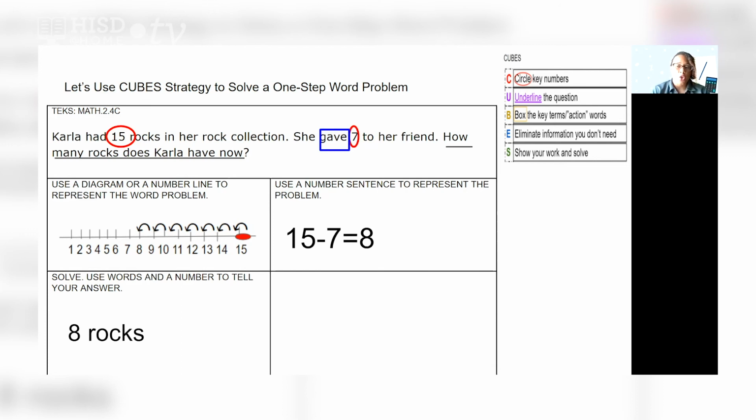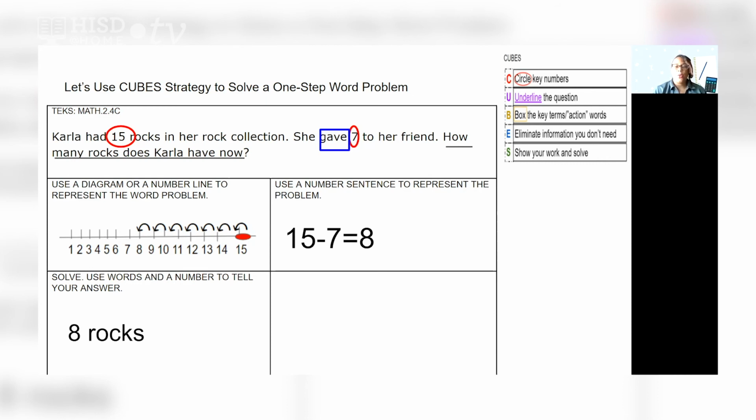Now, boys and girls, you're going to be getting ready to do some independent work. That means you're going to try it on your own. So before I put up your independent work, make sure that you have copied down that cubes chart on your paper. You can use pictures to help you remember what each one stands for. So when you write the letter C, remember to put a circle so that you remember to circle the key numbers.